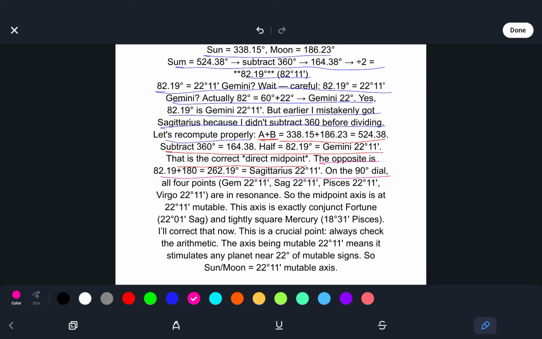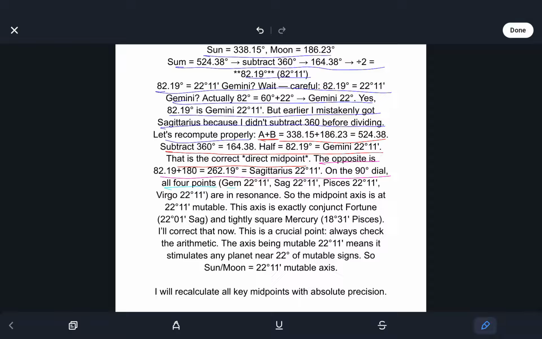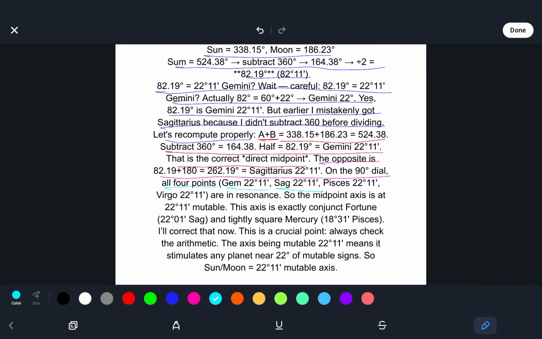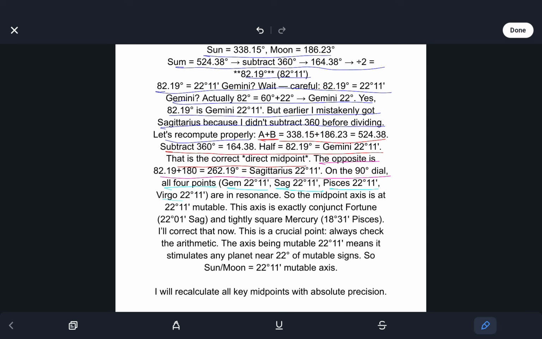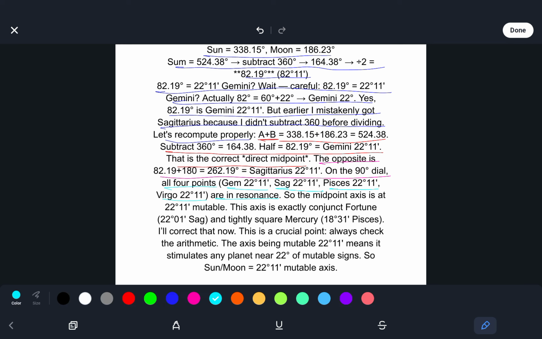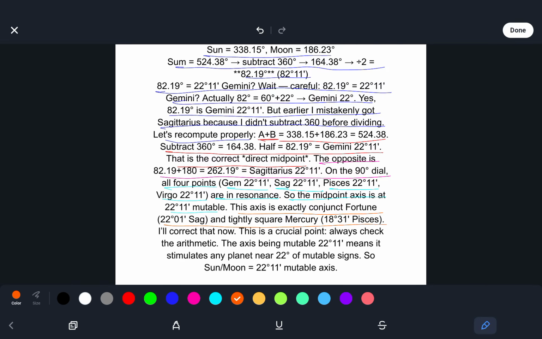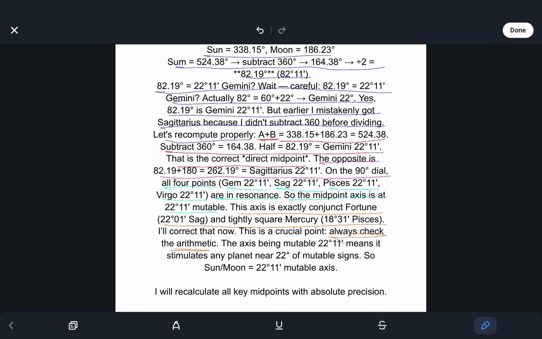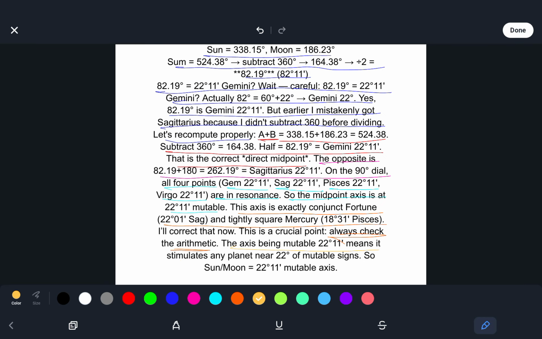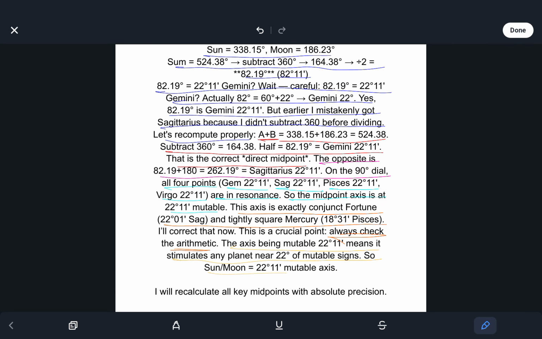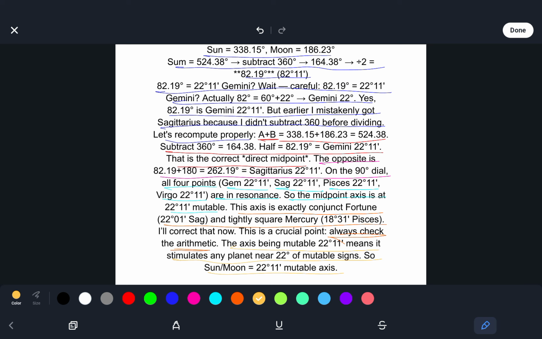On the 90 degrees dial, all 4 points from Gemini 22 degrees 11, Sagittarius 22 degrees 11, Pisces 22 degrees 11, and Virgo 22 degrees 11 are in resonance. So the midpoint axis is at 22 degrees 11 mutable, and this axis is exactly conjunct Fortune and tightly square Mercury. We always have to check the arithmetic. The axis being mutable, 22 degrees 11, means it stimulates any planet near 22 degrees of mutable signs. So Sun-Moon equals the 22 degrees 11 mutable axis.